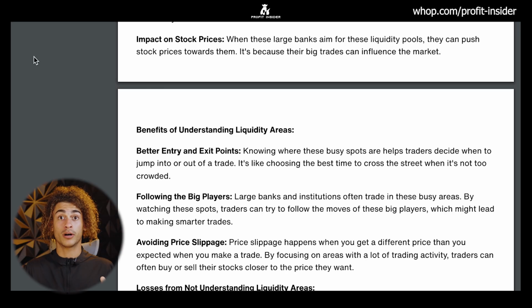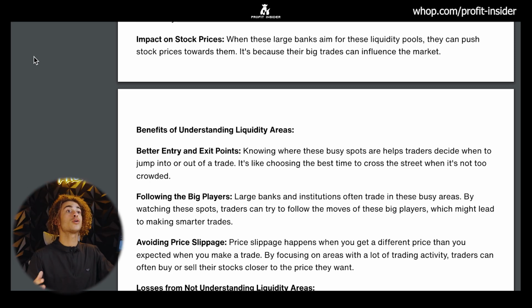The second most important part about understanding liquidity is that you're following the big players. We're going to go into trends and the importance of trends in one moment, but the main thing that you need to understand is when you're trading, you want to be taking the same trades or at least similar trades that these large players are taking. If you are trying to trade against these big players, you will lose.